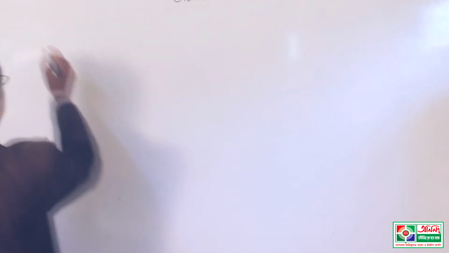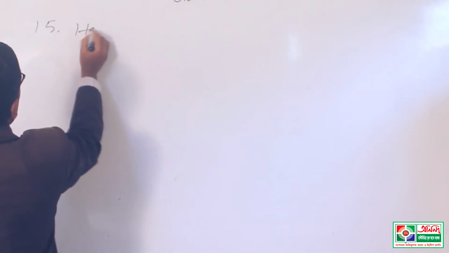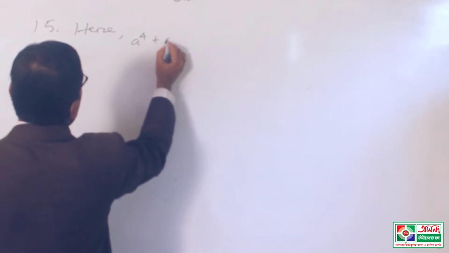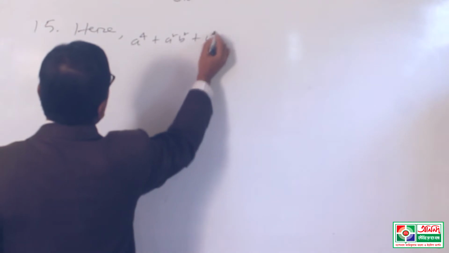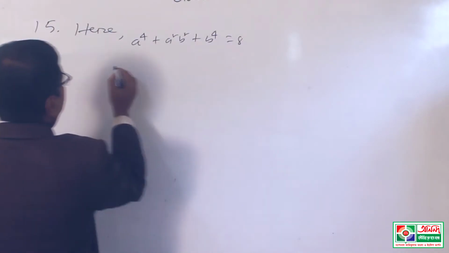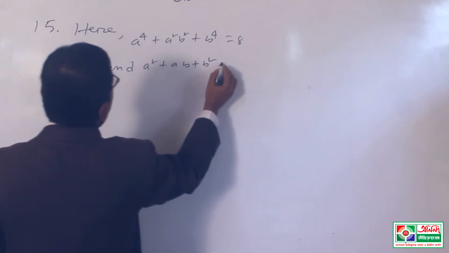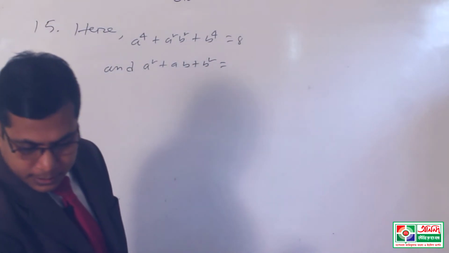In the question number 15 they have said a to the power 4 plus a square b square plus b to the power 4 equal 8 and a square plus ab plus b square equal to 4. Then find the value of a square plus b square and ab. Then at first we will write here, look at a to the power 4 plus a square b square plus b to the power 4 equal to 8 and a square plus ab plus b square equal 4.